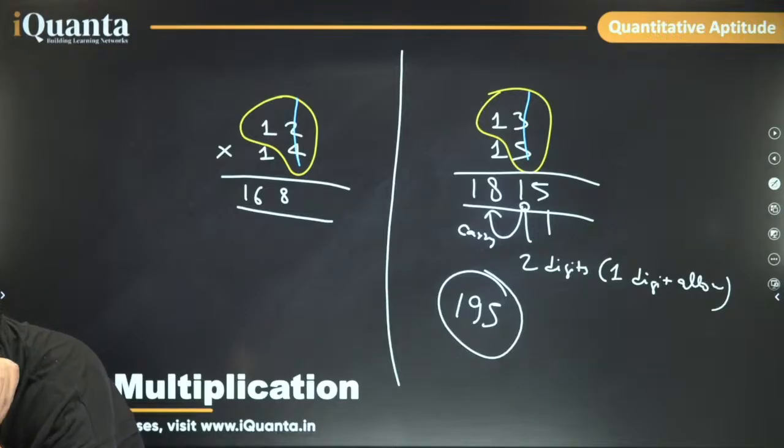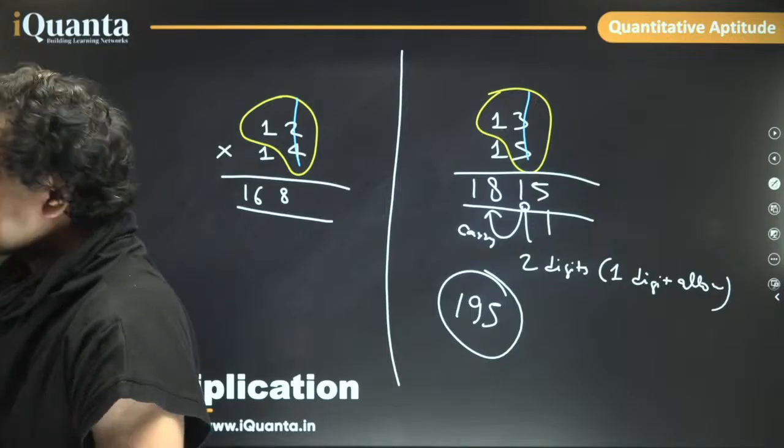Looks good? All of you got that? We need to remember that we have to carry forward in case we get 2 digits. Let's take one more example.